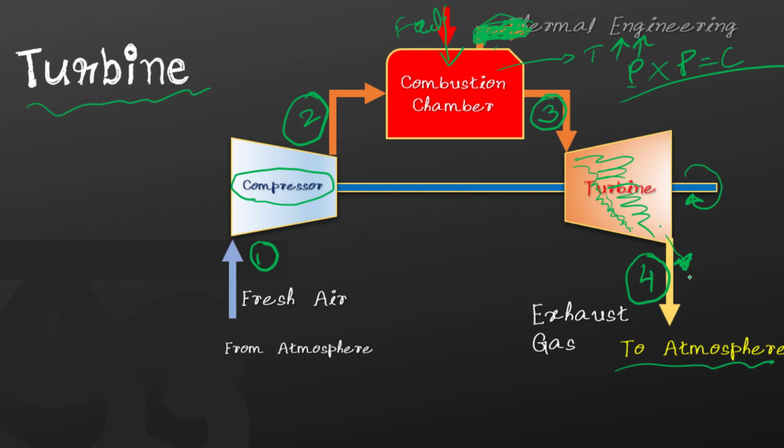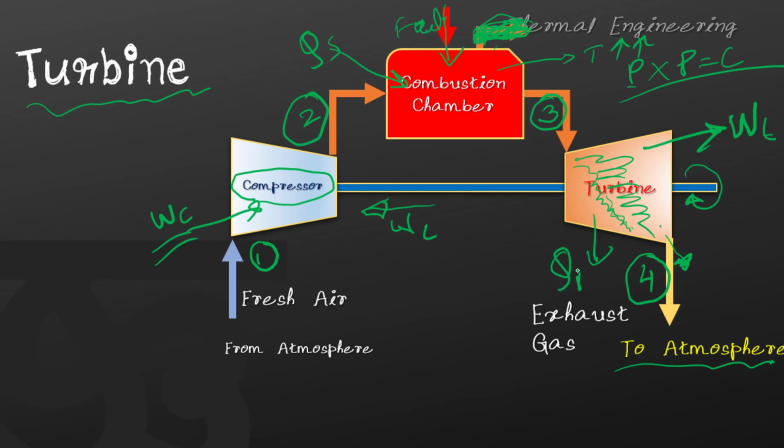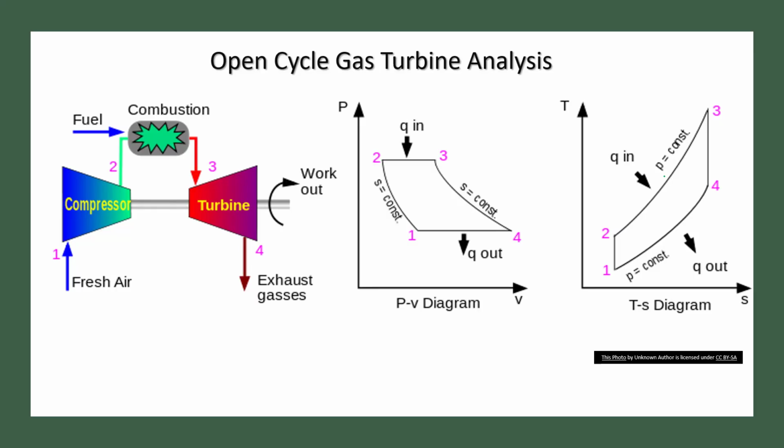1-2 is what process? Compression. 2-3 is heat addition in the combustion chamber by burning fuel, and 3-4 is expansion in the turbine. And in this case, we will get turbine work output. We will have to supply work to the compressor, WC, and that will be received from the turbine itself. This process we call heat supply, and the exhaust to the atmosphere means heat is rejected to the atmosphere. These are the processes that happen: work input in the compressor, heat supplied in the combustion chamber, work output in the turbine, and heat rejection during the exhaust process. So let's see more clearly how it happens.